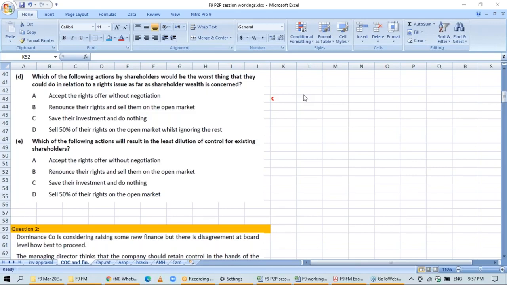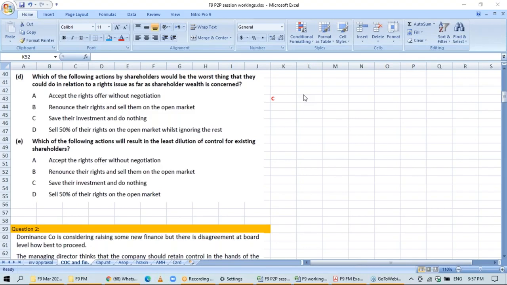So where can control be diluted? By issue of new shares, right? What happens in case of a rights issue is that if you have 20% of the voting rights and a rights issue is undertaken, you will get 20% of the new shares which are being issued as rights shares.